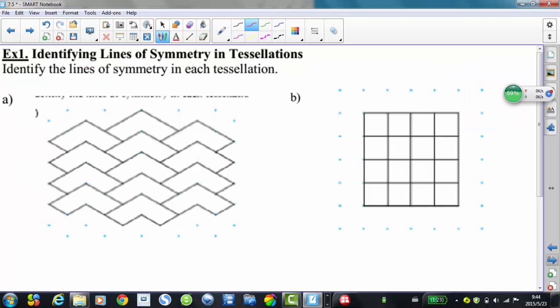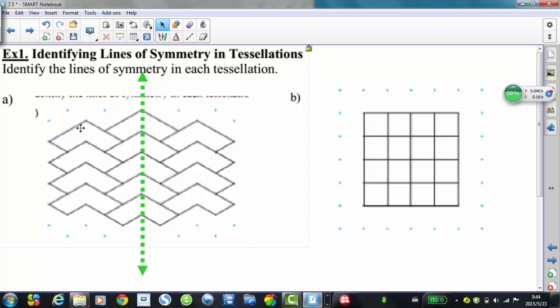Example 1. Identify the lines of symmetry in each tessellation. Let's look at the first tessellation. Most of you can discover the line of symmetry very quickly. The line of symmetry should be the middle one. So you will see the left side is the reflection image of the right side, or you can see the right side is the reflection image of the left side. So there's one line of symmetry in this tessellation.